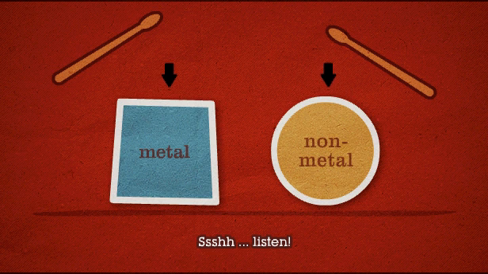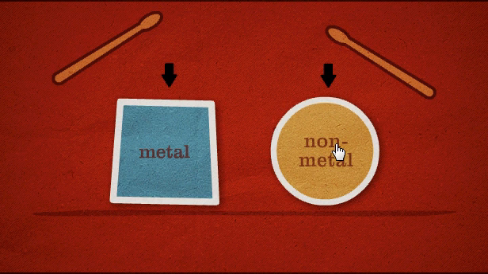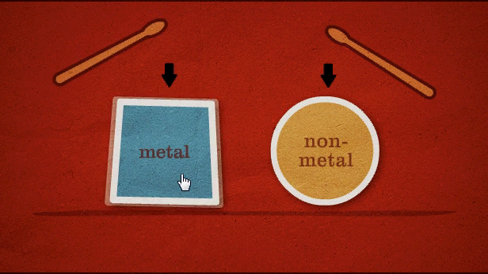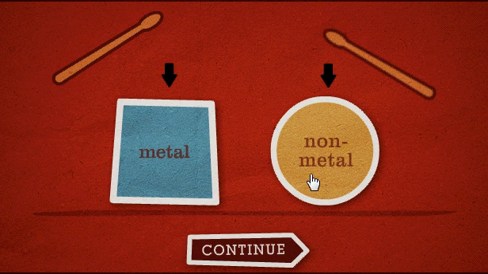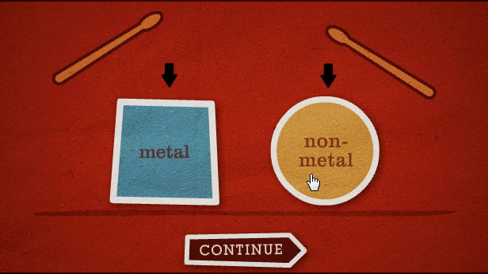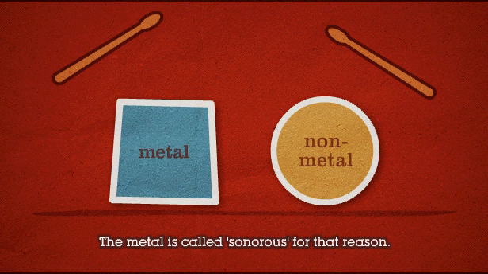Shh. Listen. Give these two a tap and listen to the sounds they make. Now the other one. Did you hear the difference? The metal makes a sort of metallic ringing sound. The metal is called sonorous for that reason, but the non-metal isn't.